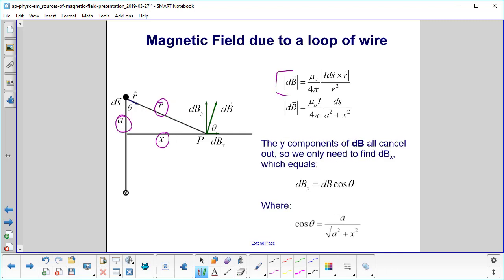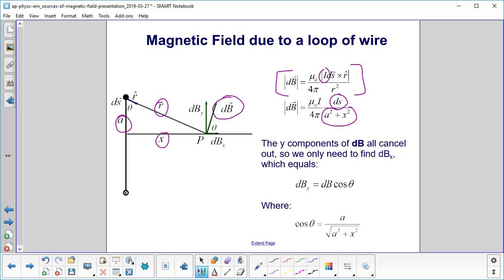Here's Biot-Savart. We take the I out, put it in front, that's a constant. We found that the magnitude of ds cross r is just ds. And we found r is the square root of a squared plus x squared. We square that, and we get this term. So that's the magnitude of this right here, dB.